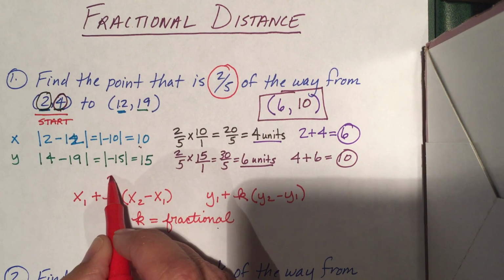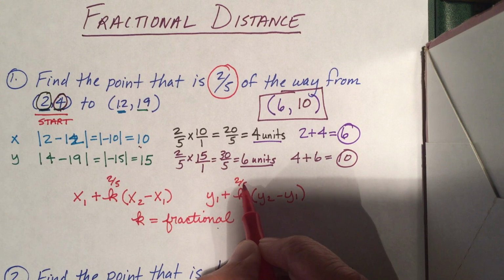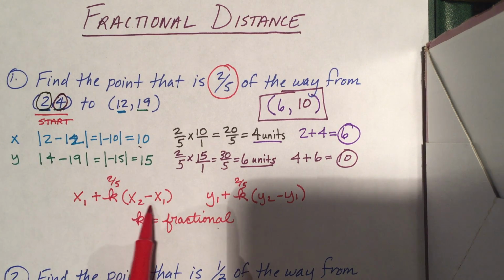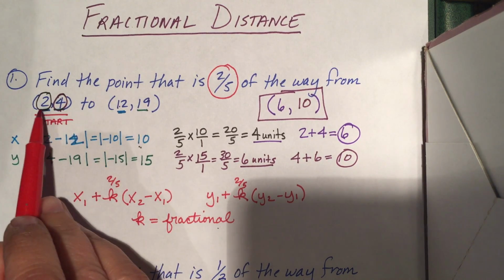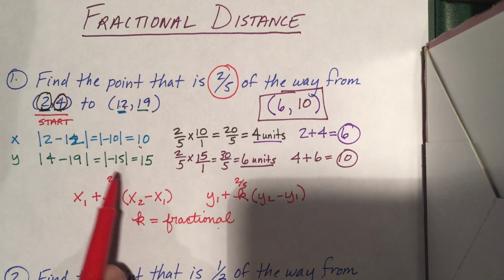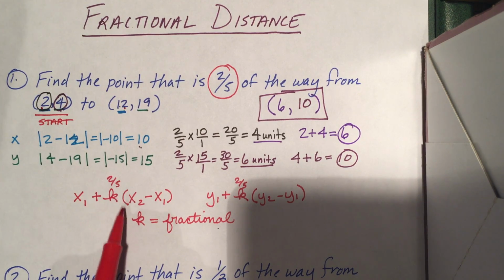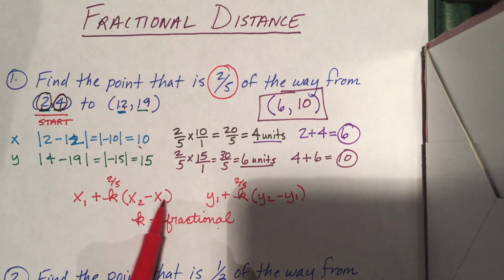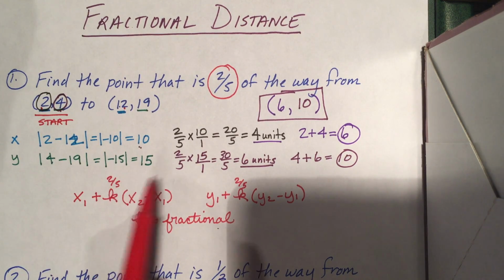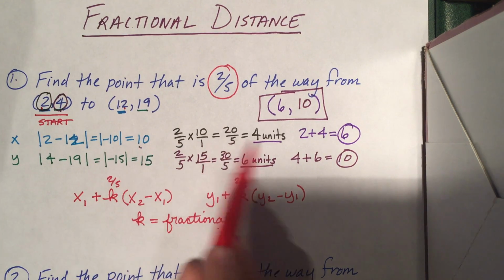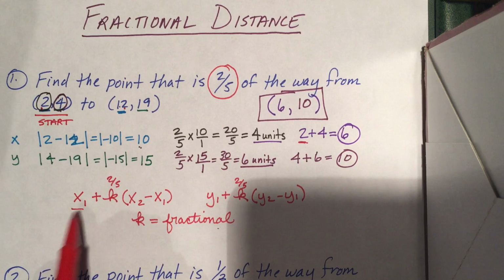So that's saying that we're going to take 2/5 in each of these cases, and we're going to multiply 2/5 times the distance between the two, meaning the larger of the two. So how far was it from x to x? Well, 12 minus 2 if you want to do it in here, or we can do the absolute value, which is also a possibility. But we want to know how far apart these two are. Multiply it by the fraction, which is what we did. We got 4 units instead of 10, and then we added it to the original x-coordinate.